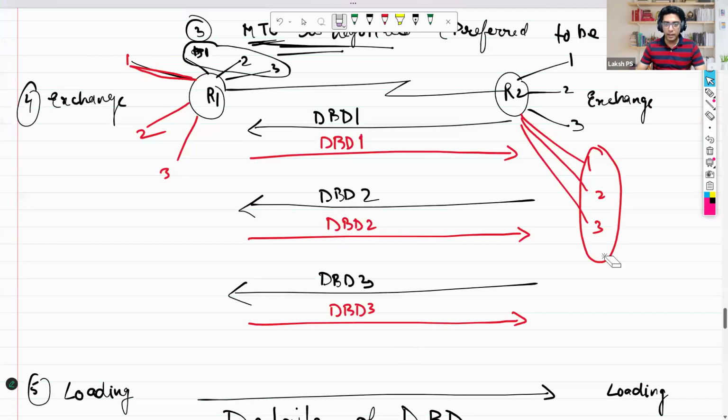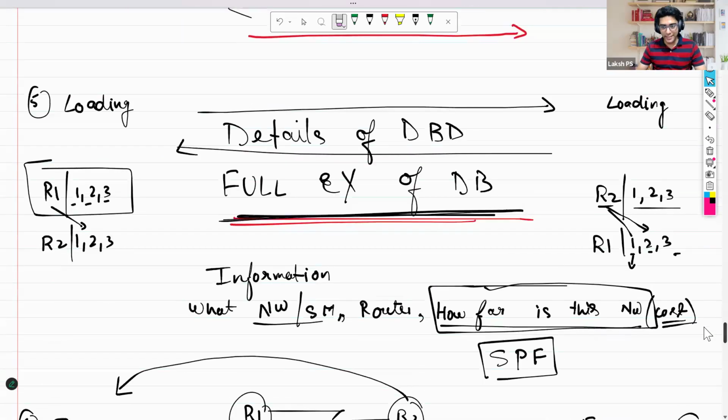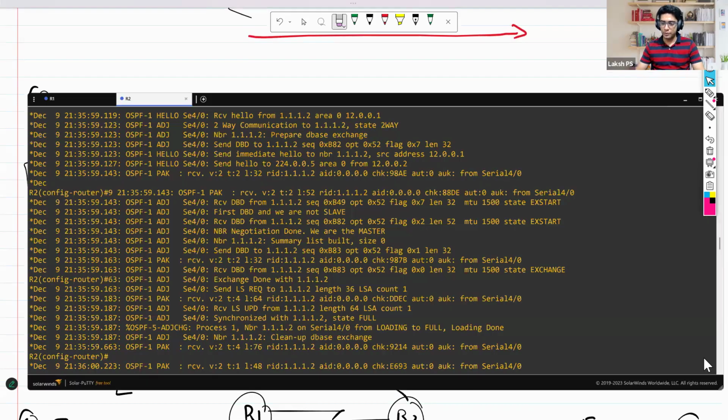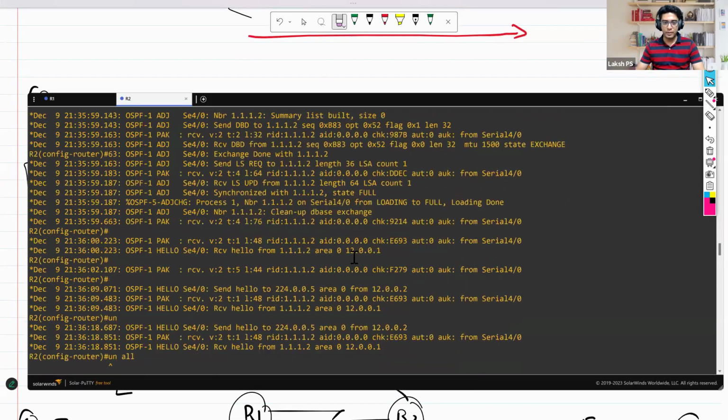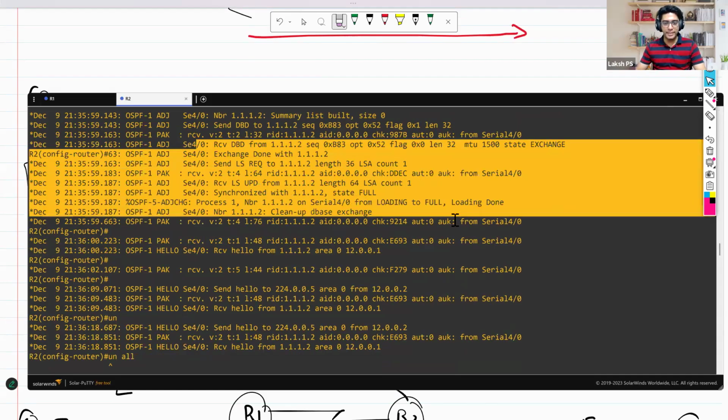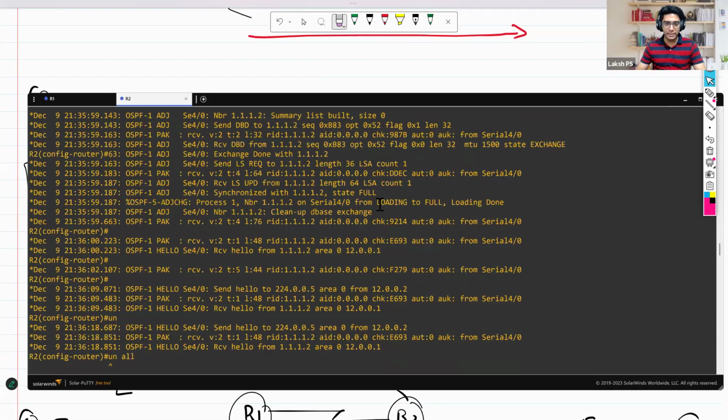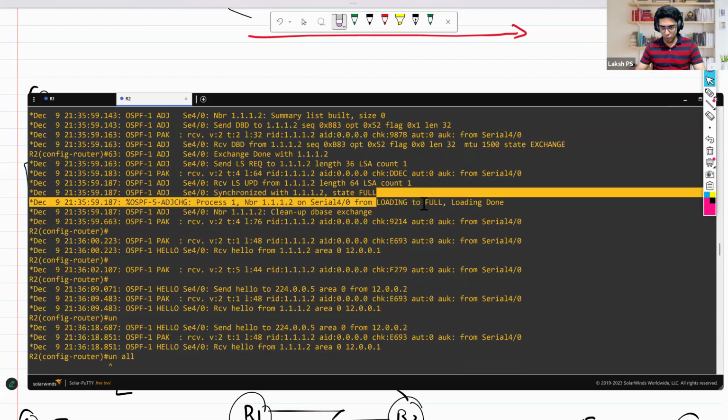All right. Then once they have exchanged the DBDs, they will move into a loading state where the full exchange of the database happens. You can see here, after the exchange state, they are basically exchanging the database. And it says that the OSPF process has moved from loading to full state. Basically, from exchange to loading, it does not show.